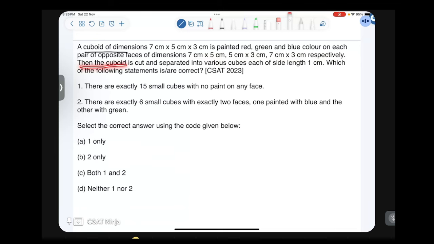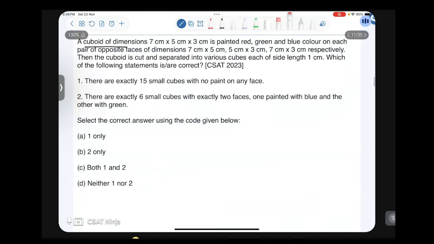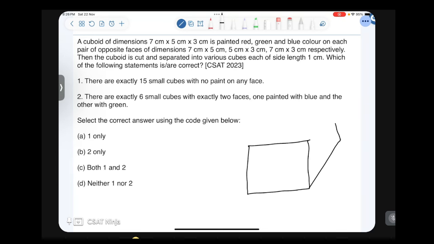Then the cuboid is cut and separated into various cubes, each of side length 1 centimeter. Which of the following statements is correct? That means we need to check whether statement 1 is correct or not, and whether statement 2 is correct or not. It's a very simple question, but just for our understanding, I'll try to create a cube here. If I want to create a cube, I'll create it this way. Let's say I have a cube like this.